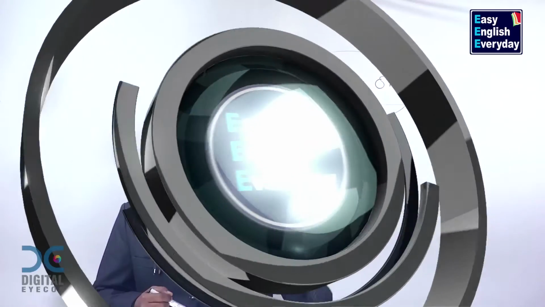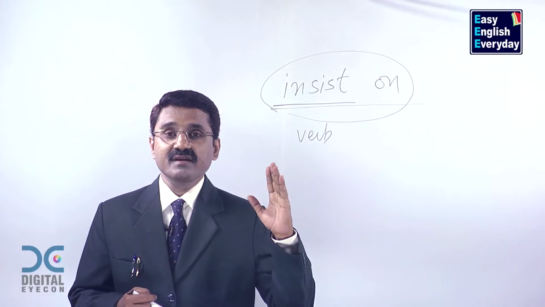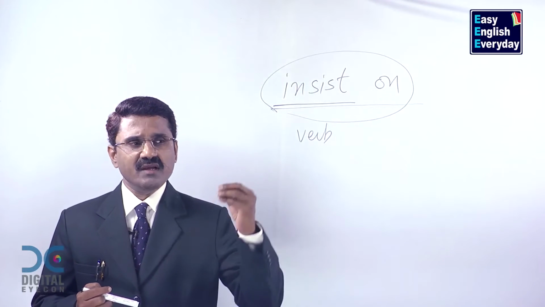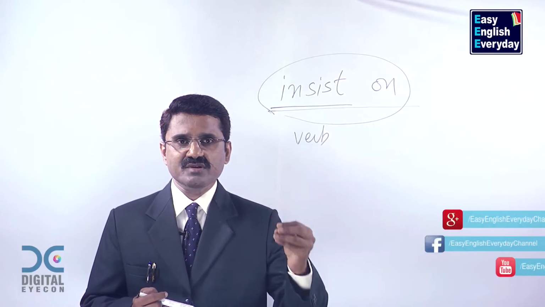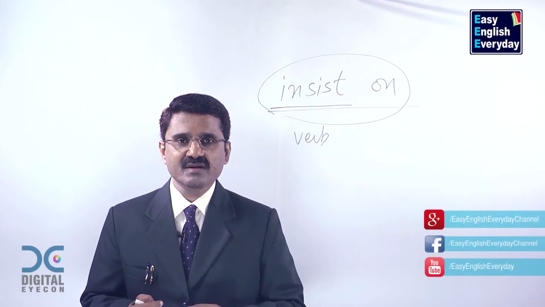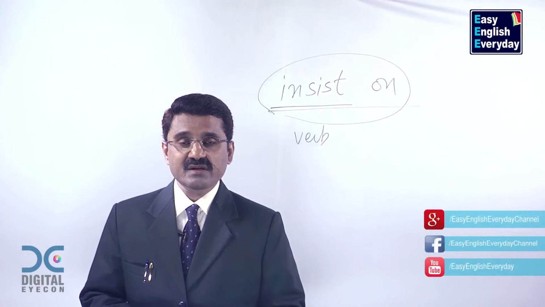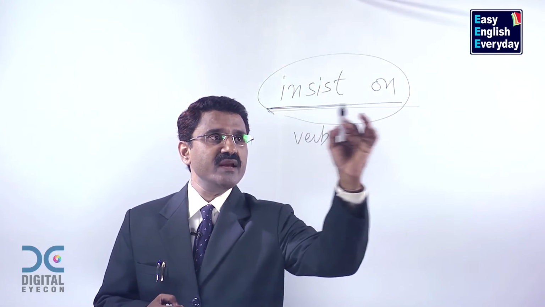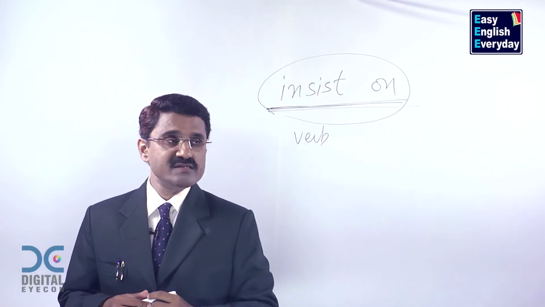Who does that? Two people, parents and teachers. They never stop giving instructions. They go on giving instructions. They go on telling, do this, do this, don't do this. Of course, they are our well-wishers, so they will do it and they have to do it. Fine. So, insist on means to tell somebody repeatedly to do something. That is called insist on.